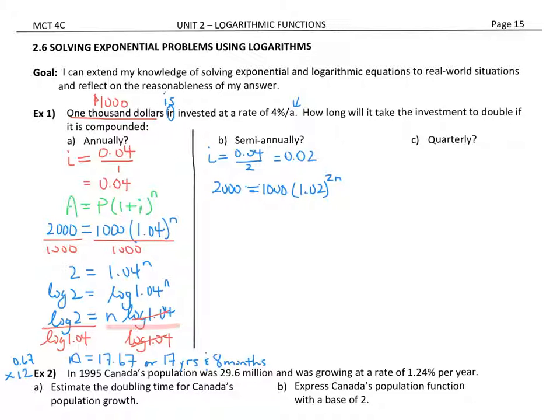All right, the process is the same, common log both sides. When I did that, I got about 17 years and 6 months. I got about 17.5 as my final answer. Try that question on your own and see how you do, and move on to the quarterly one. Try that out, see how you do on that. But put this video on pause while you try it, and then you can check your answers after.